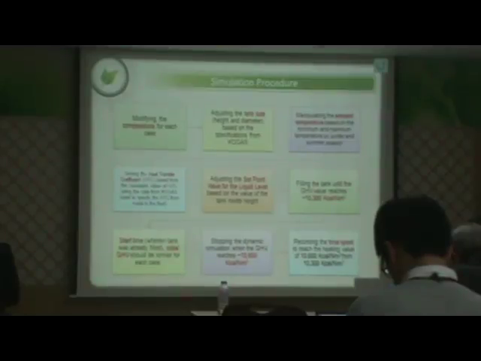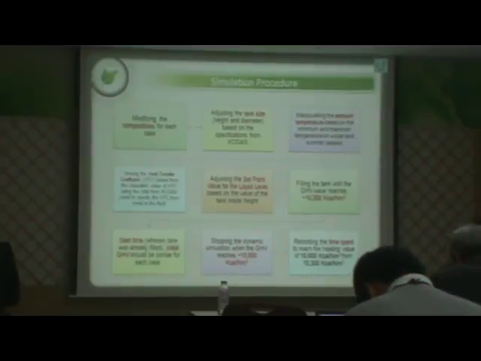And the start time wherein the tank was already filled will be the initial GHV. And then we stop the dynamic simulation after we reach this value. And then we record the time spent to reach the heating value of 10,600 from 10,300 kilocalories per normal cubic meter.